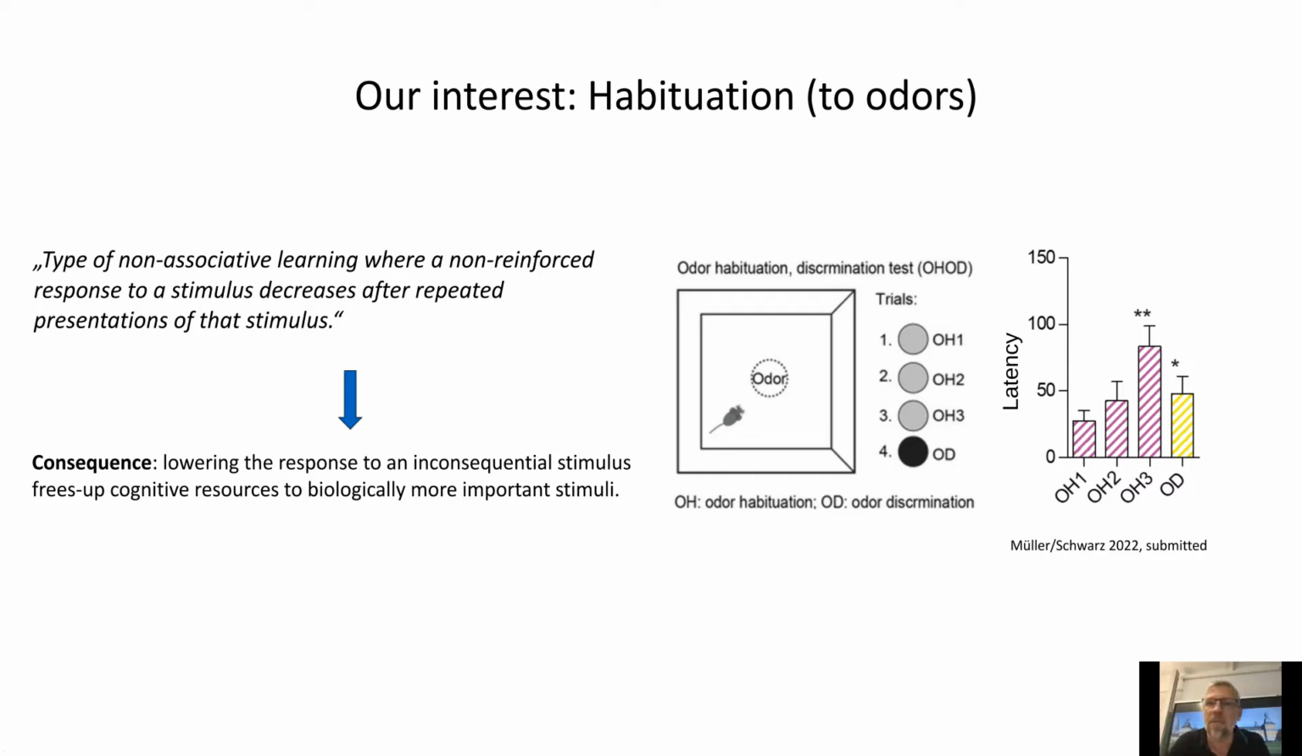And to show that this is really habituation, not just fatigue, we present in the fourth run a novel odor, and you see with the novel odor the mouse runs very fast again to the middle of the arena because the mouse gets interested again.